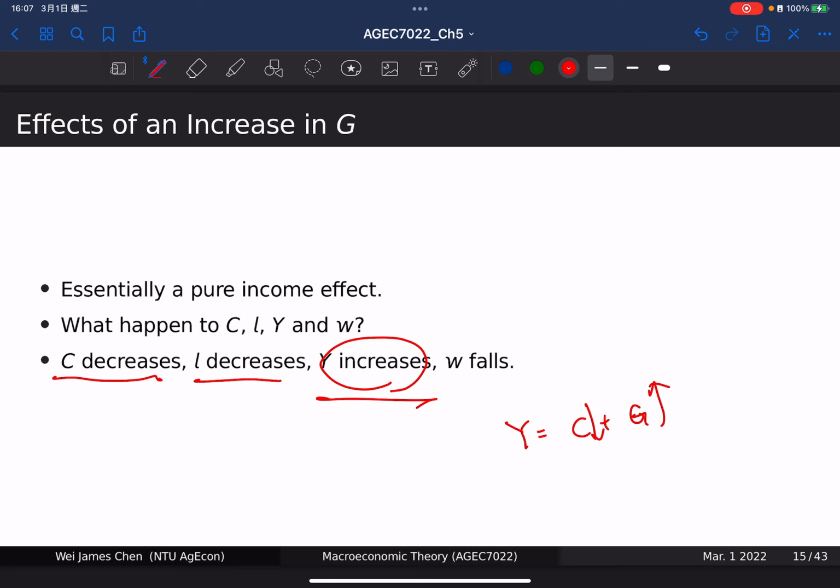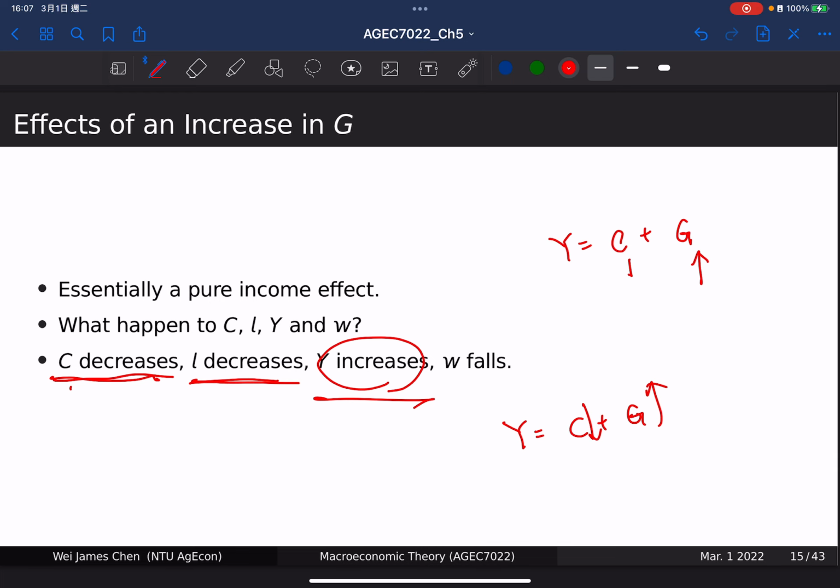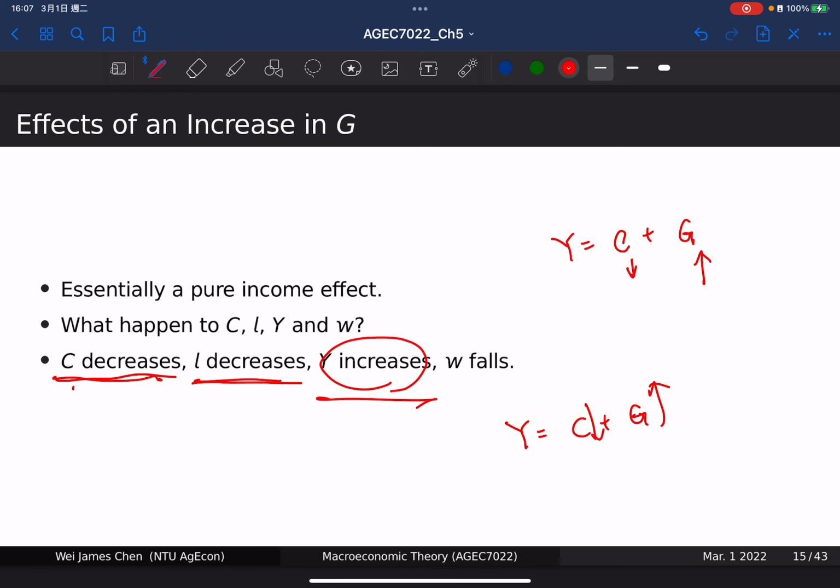So again, Y equals C plus G. I know for sure G increases; that's the presumption here. And I know C decreases and L decreases. But somehow I know this decrease is less than this increase in absolute terms, and so Y must increase. But is there an intuition here?